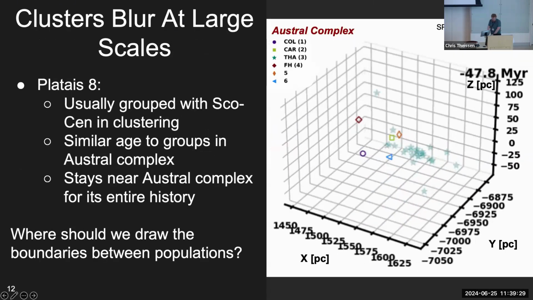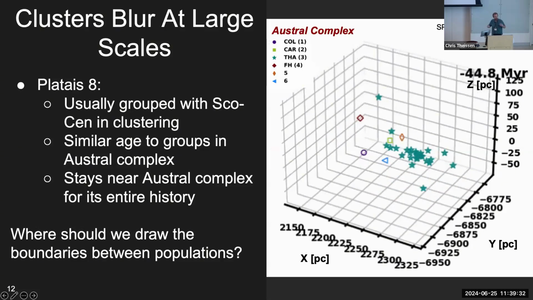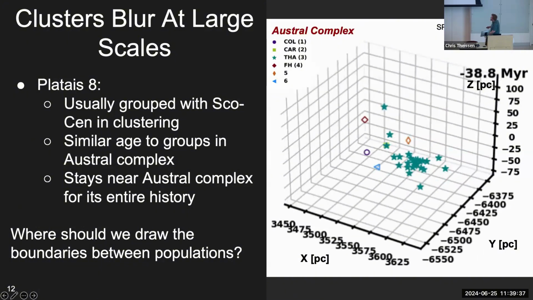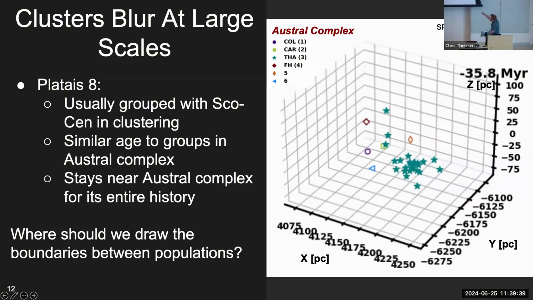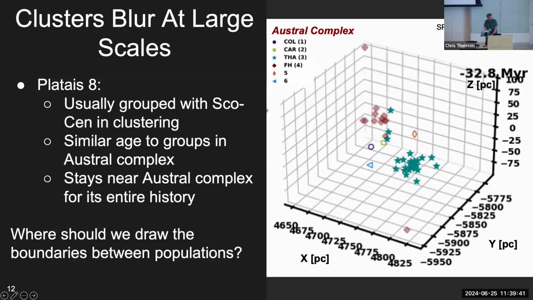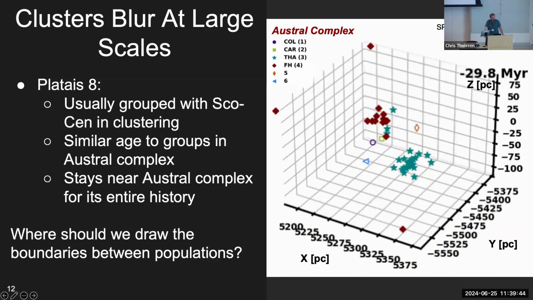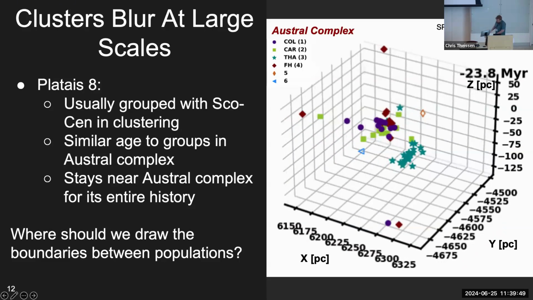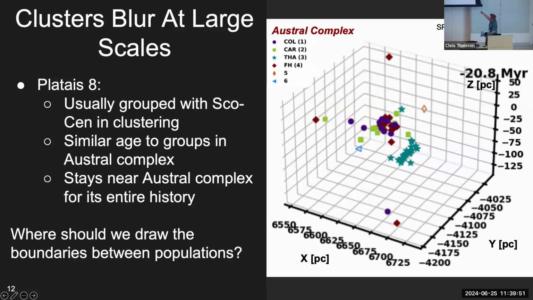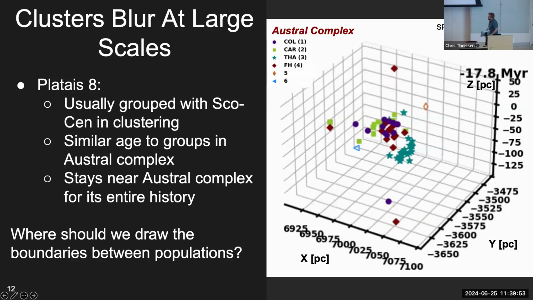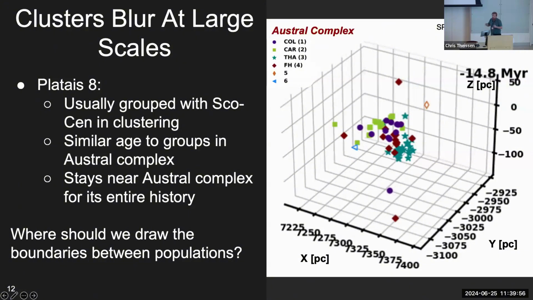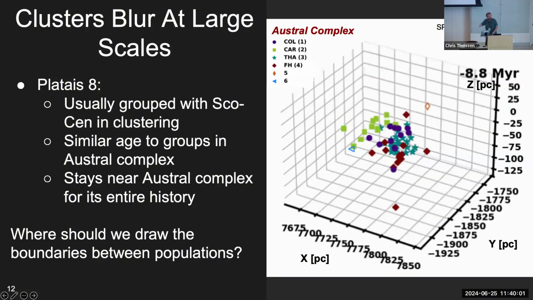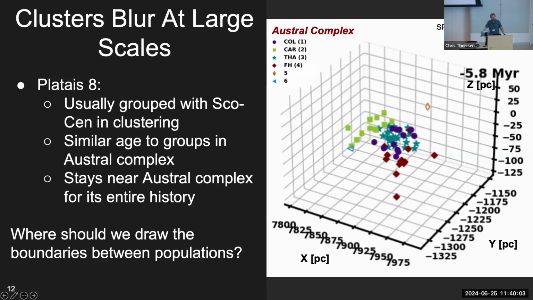And another thing to note is that we seem to be seeing a sort of blurring of the definition of what is an association or a population on larger scales. So I want you to keep your eye on this little blue group right here, which is Platée 8. This group is normally associated with clusters in the vicinity of SCO-SEN, for example, IC2602. And what we find in our work is that it stays near the Austral complex through most of its existence. It forms at about the same time. So it would be weird to consider Tuck-Core part of this population and not Platée 8. And that sort of opens up a bridge to these populations around SCO-SEN.